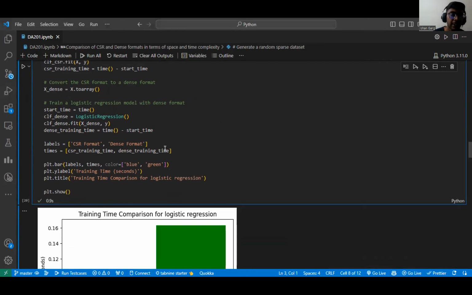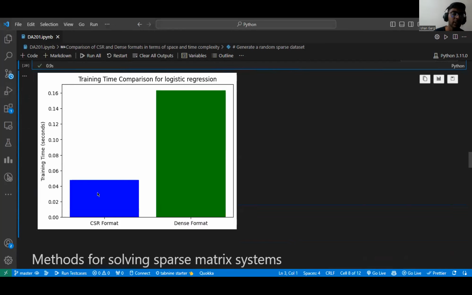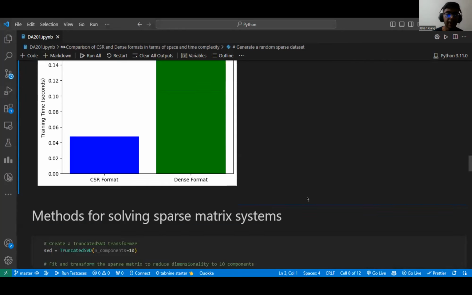Similarly, we are doing it for the dense matrix also, and then we are plotting this. So this gives our CSR format time, this is for our dense matrix, and there is a considerable difference between them.